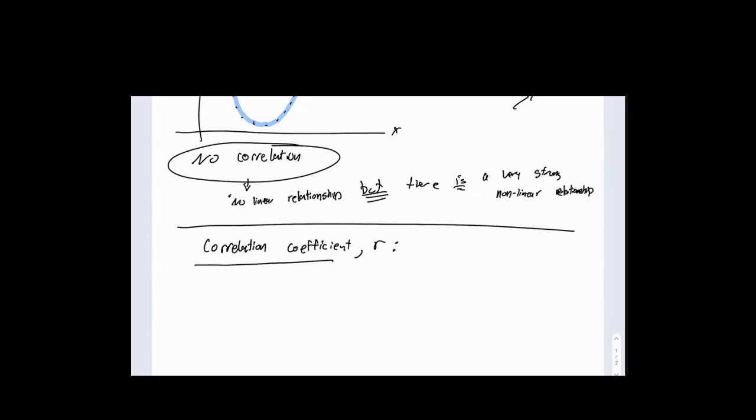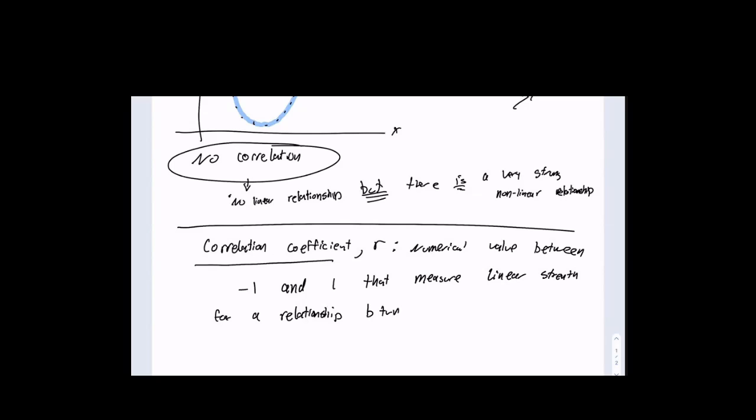R is a numerical value between -1 and 1 that measures linear strength for a relationship between two variables, two quantitative.